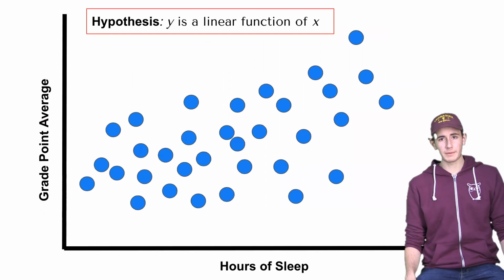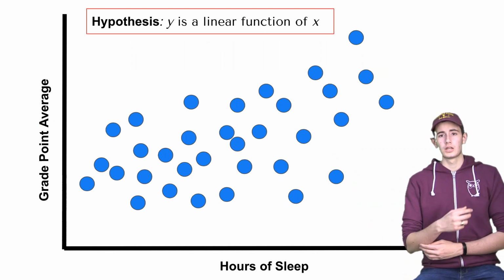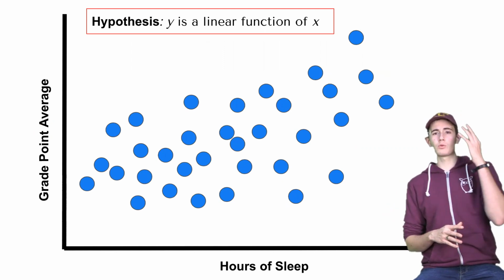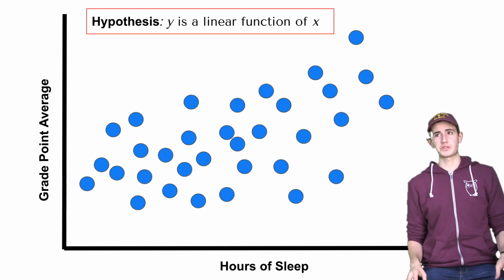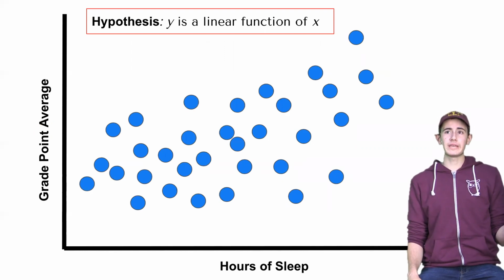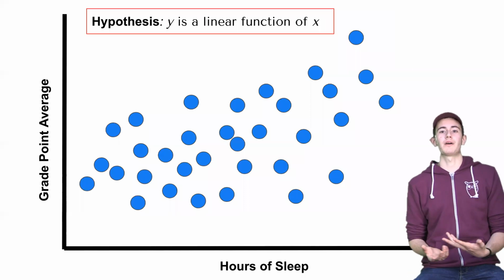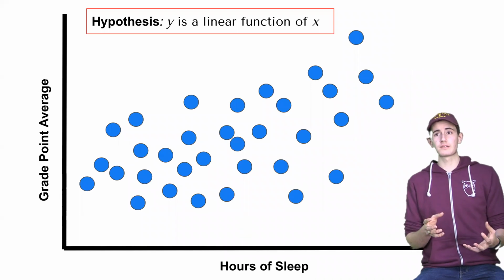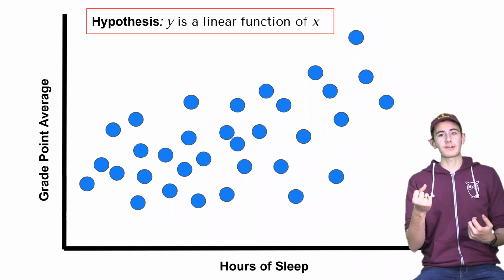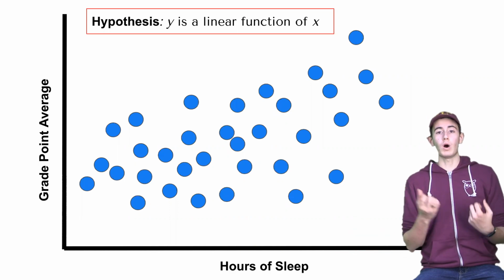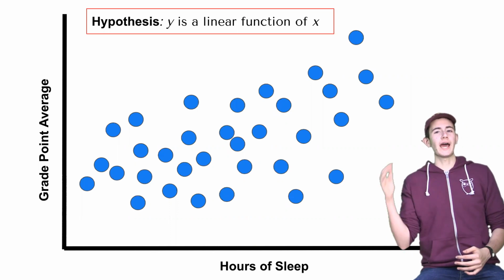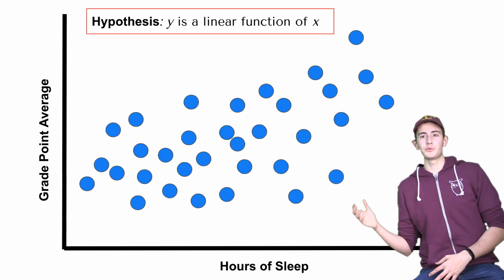So let's talk about the problem we'll be facing today. We have some scatter of data. Let's give an example of, on the x-axis, we have hours of sleep, and on the y-axis, we have grade point average. This data can be modeled linearly. That's our hypothesis, that y is a linear function of x. In other words, y equals mx plus b. Y can be found by multiplying some coefficient m by x and adding it to some value b.